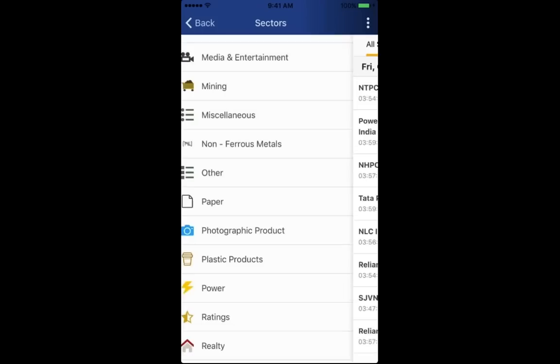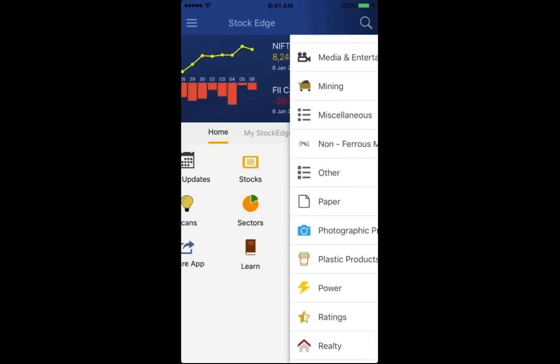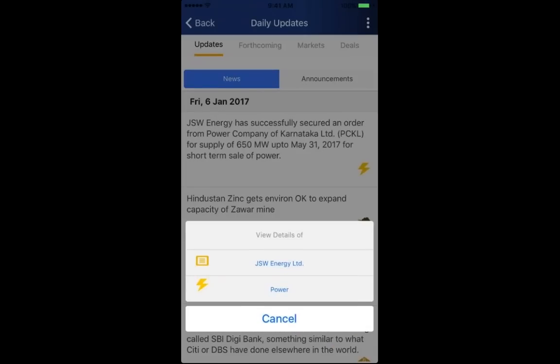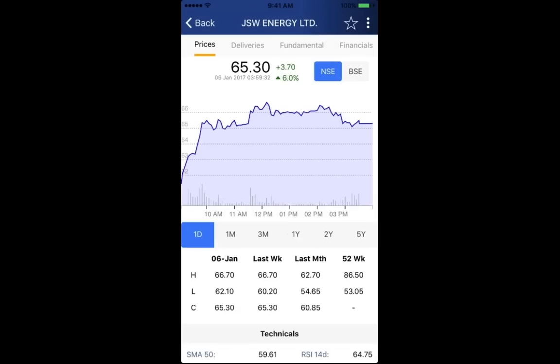Let's say, for example, JSW Energy had this power icon. So if I tap on this power, I can see all the stocks that are there in our defined power sector and how they have gained or lost in the last trading session. So that's for the sectors.